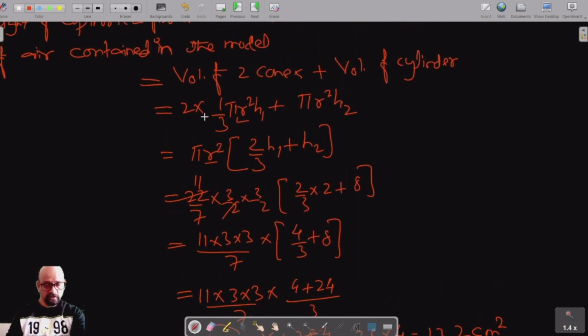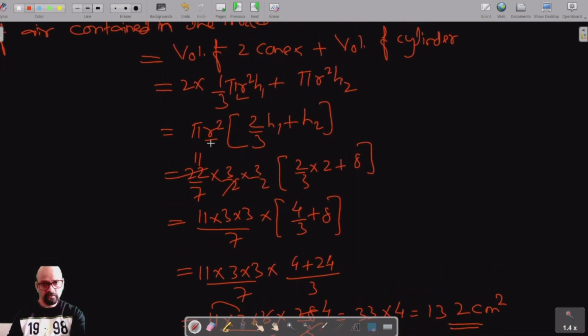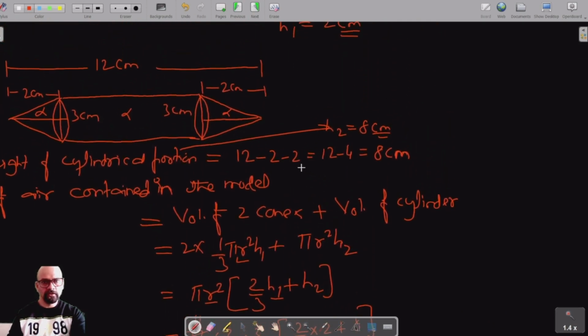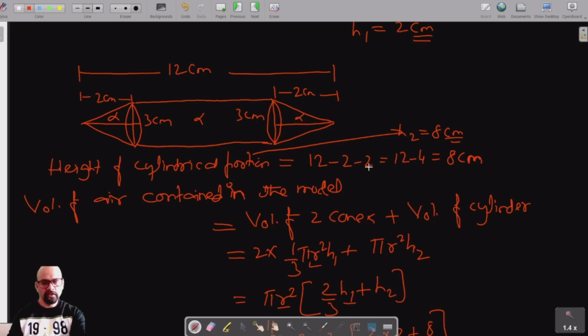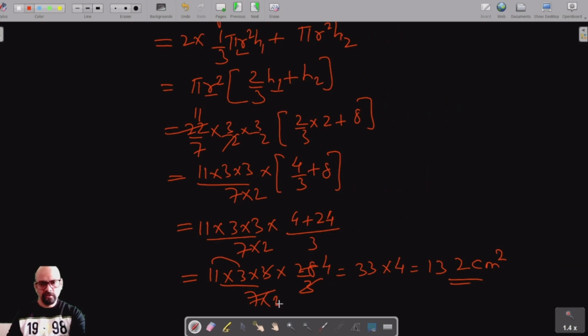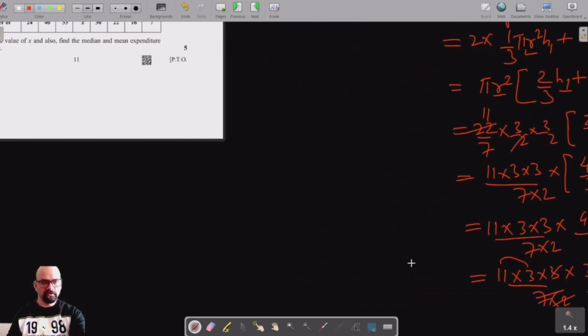And let me just check it once again. So 2 into 1 by 3 pi r square h plus pi r square is common, which is 2 by 3 h1 plus h2. Now h1 is 2 and h2 is 8. So 12 minus 4 is 8. So this is 3 LCM, 24, 28. 11 into 3 into 3 by 7. We have 2 here, and this is 2, so 2 2s are 4, so this is 33 into 2, which is equal to 66 centimeter cubes. Sorry, so the volume is 66 centimeter cube.